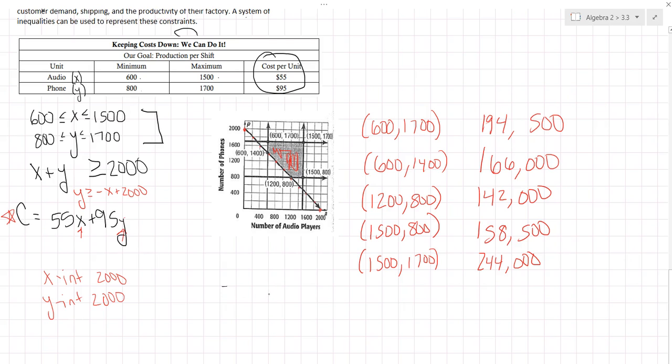This is how much it costs to make them. So we want the smallest number. Okay, which in this case is the 142,000. So we want to make on a given shift 1,200 audio and 800 phones, and that would give us the minimum amount for cost.